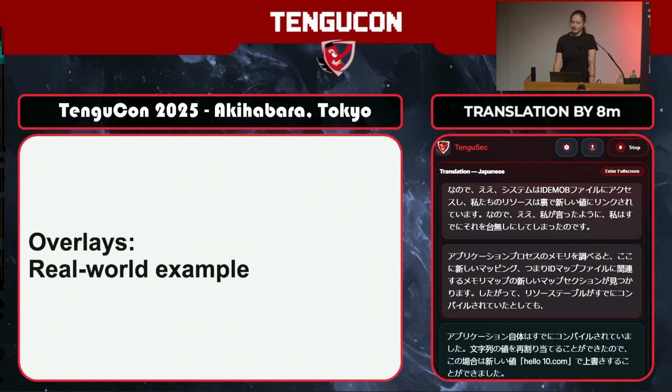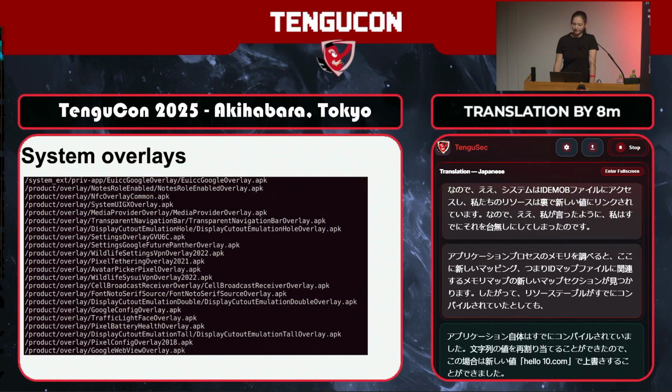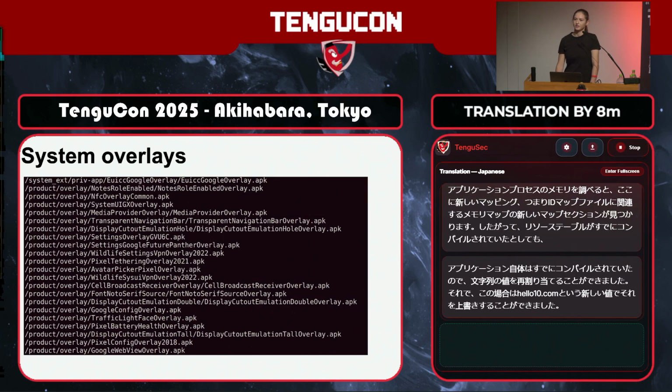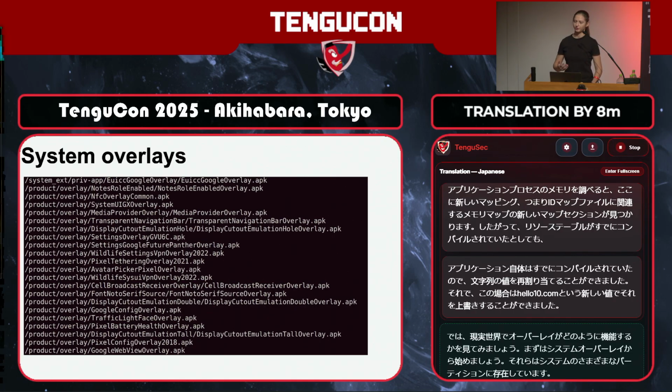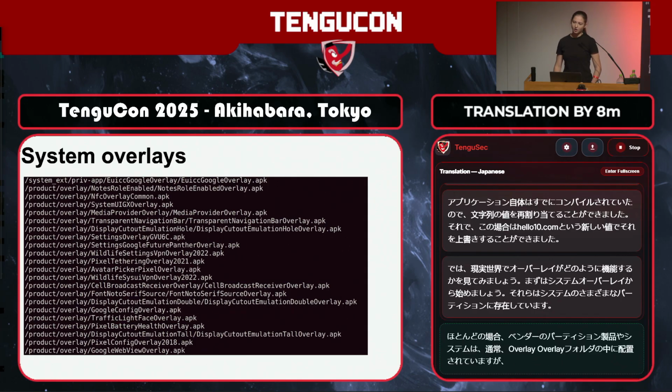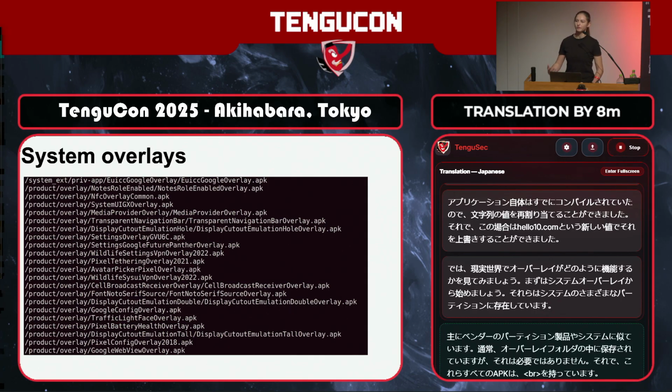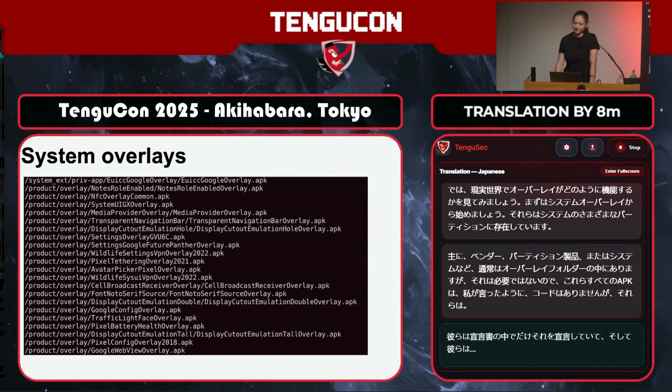So let's take a look at how overlays work in real life. Let's start with the system overlays. They live in different partitions of the system, mostly like vendor, product, or system partition. They usually sit inside an overlay folder, but it's not necessary. All these APKs have no code, as I said, but they have overlay declared in the manifest, and they have the list of target resources they want to override.